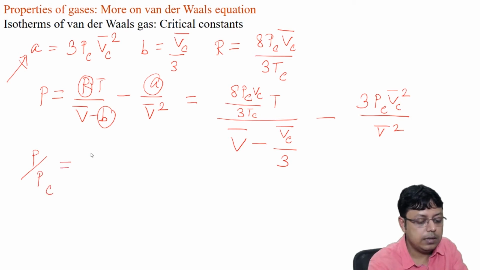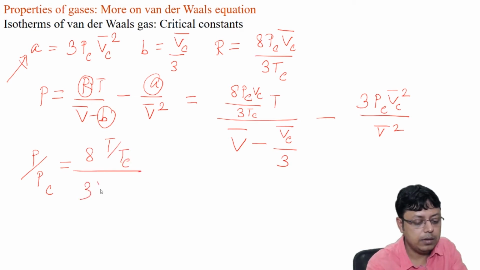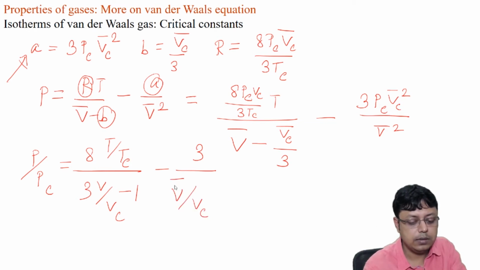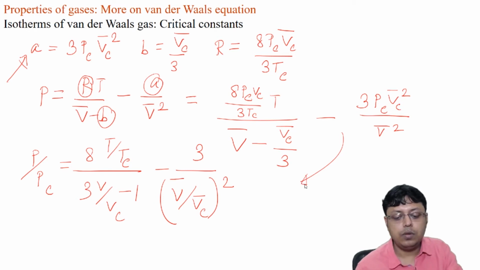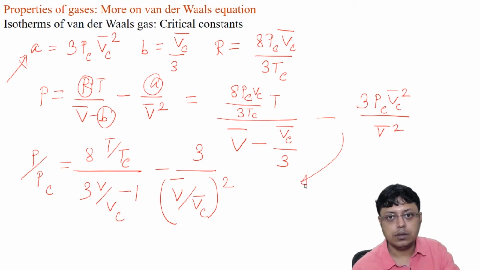T by Pc is equal to 8 into T by Tc divided by 3 into V by Vc minus 1, minus 3 into V by Vc squared. This is just rearranging this equation. Now we have a very beautiful situation.